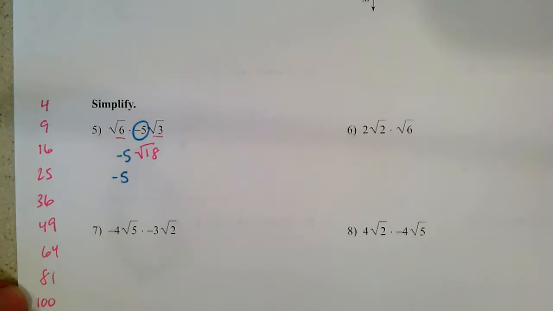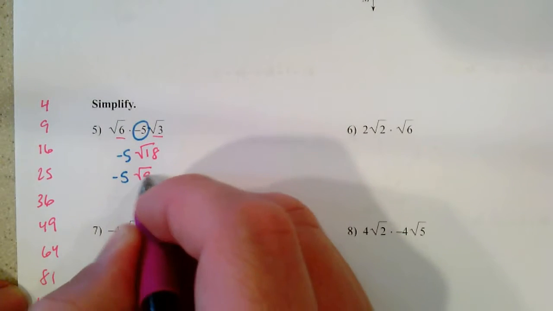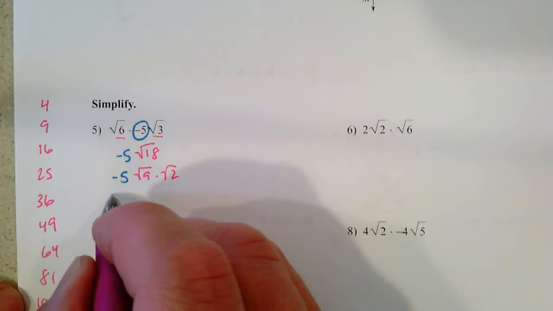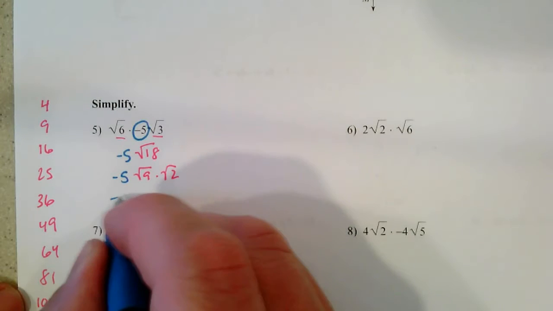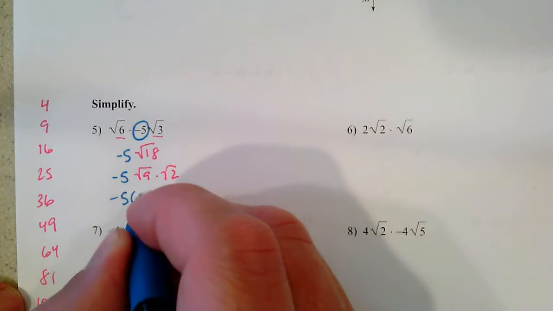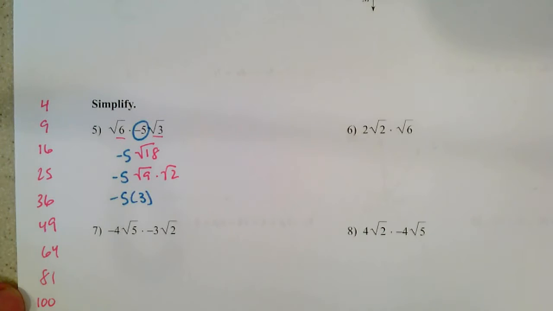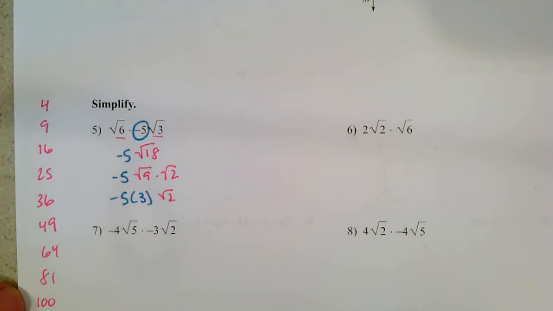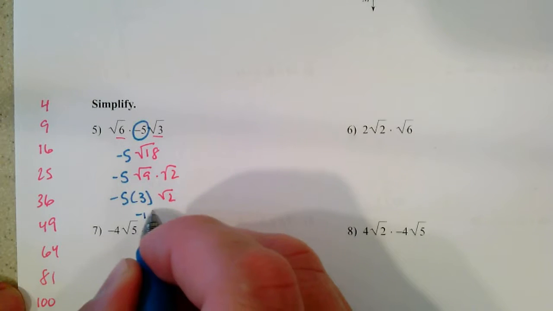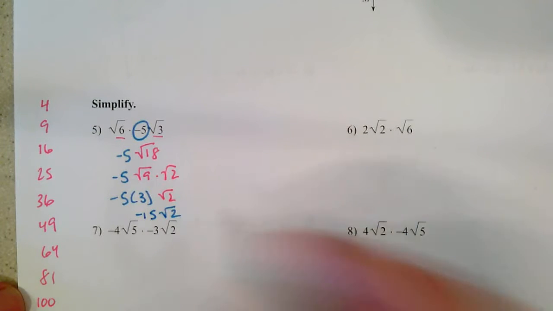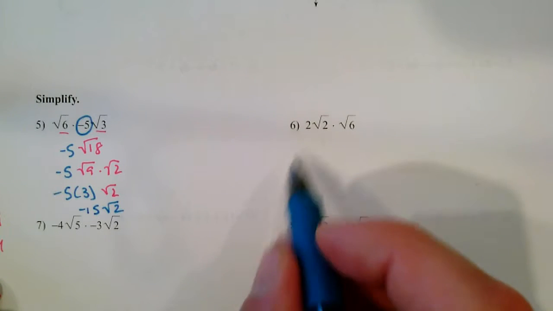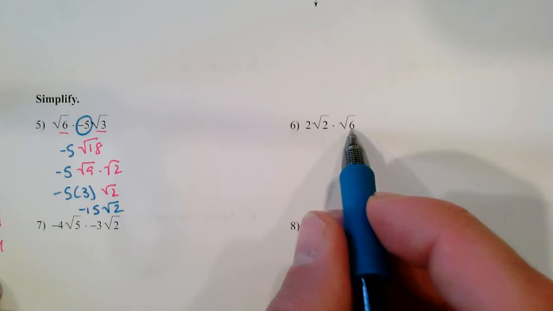So this is equal to the square root of 9 times the square root of 2. Square root of 9 is just 3. So I've got negative 5 times 3 times the square root of 2, which is negative 15 times the square root of 2. We're done. Next door here, 2 times the square root of 2 times the square root of 6.